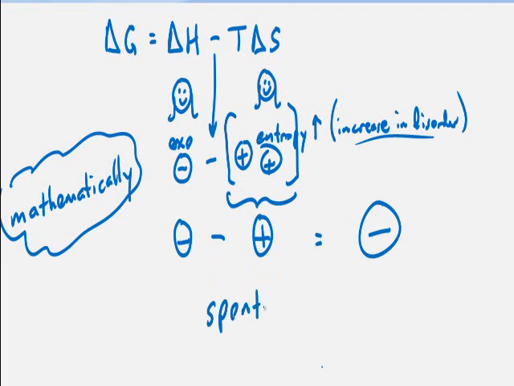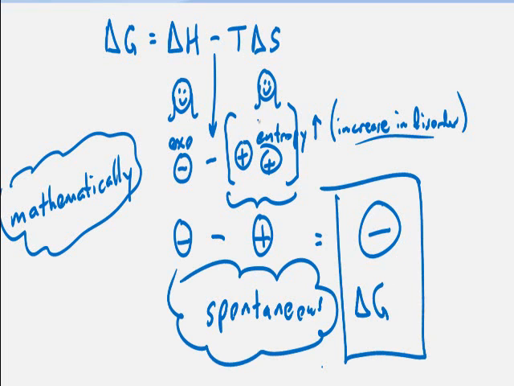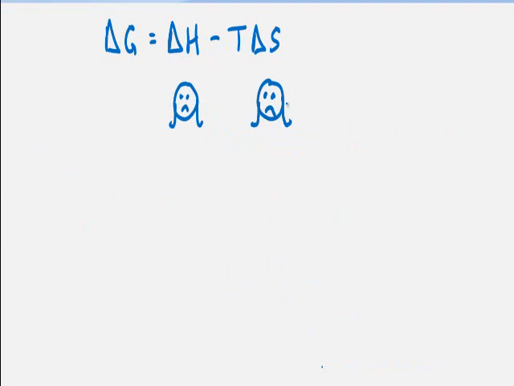Now conceptually, because we have both conditions being favorable by nature, both the delta H and delta S tell us the reaction is going to be spontaneous. What we can say now is if we have a delta G with a negative value, that tells us the reaction will be spontaneous, or it will occur under those conditions.